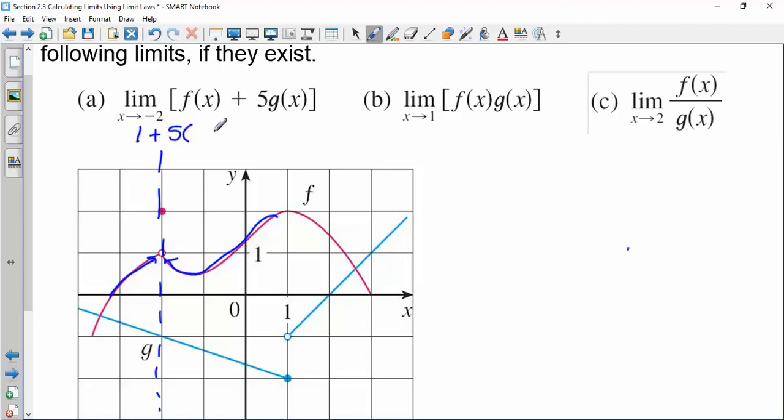plus. When do we use the closed circle? Whenever it's like the exact? Yes, if there's no limit there. 5 times the limit as x approaches -2 of g of x. So g is this blue one. When my x is -2, what's the value of my limit? 1. So I get 1 plus 5, which is 6 for this overall limit.